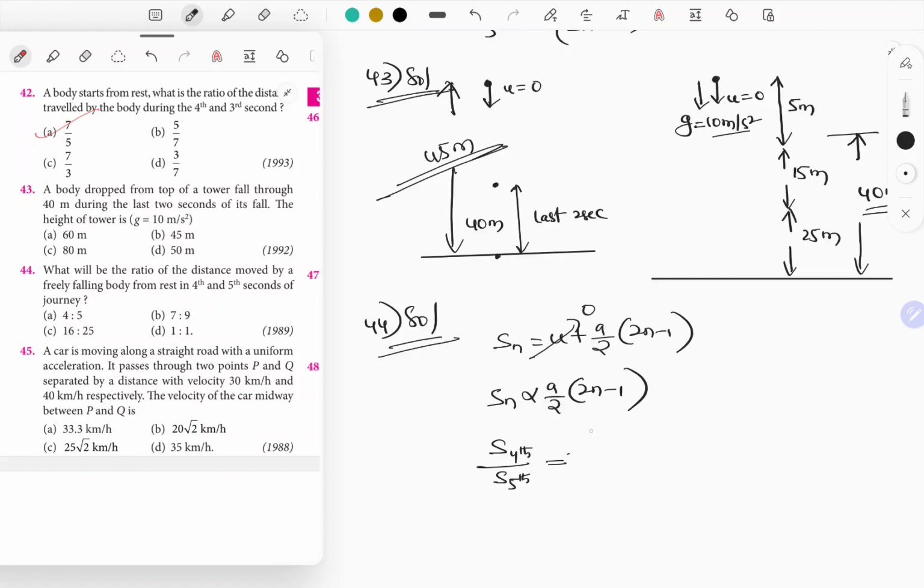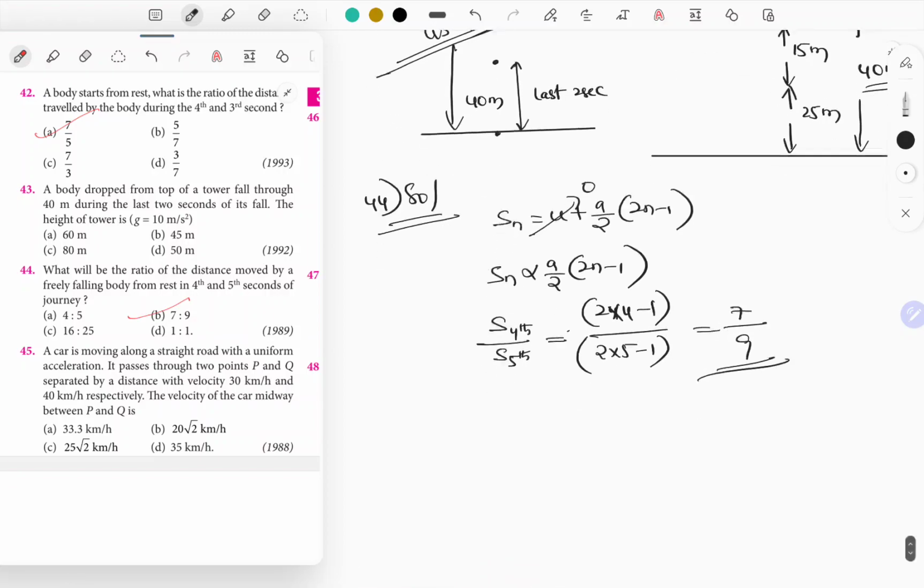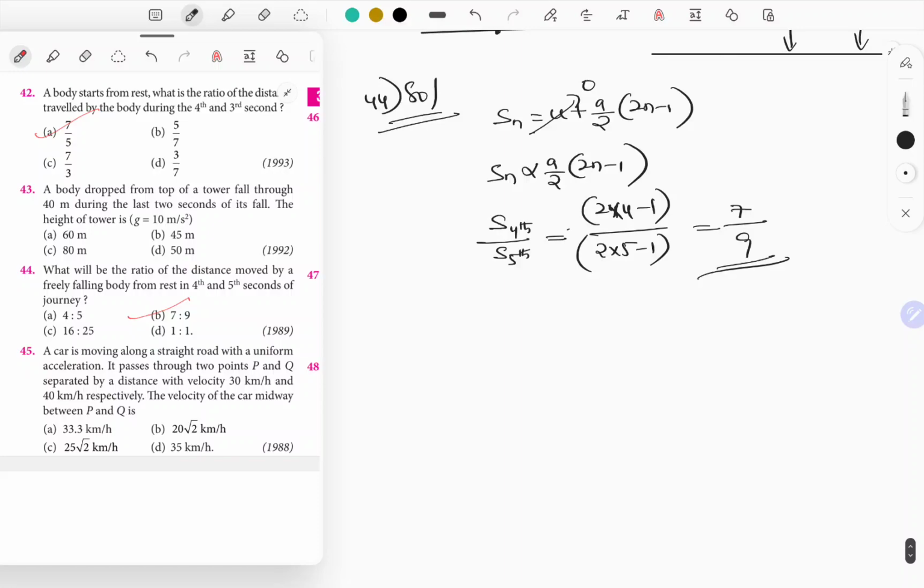S in 4th second to S in 5th second is equal to 2 into 4 minus 1 divided by 2 into 5 minus 1, which is equal to 8 minus 1, 7, over 10 minus 1, 9. I think option B is correct. Yes, it is. Next. A car is moving along a straight road with a uniform acceleration. It passes through two points, P and Q.